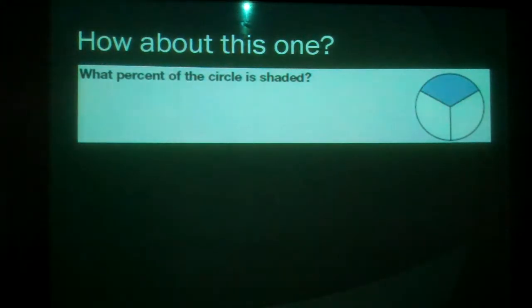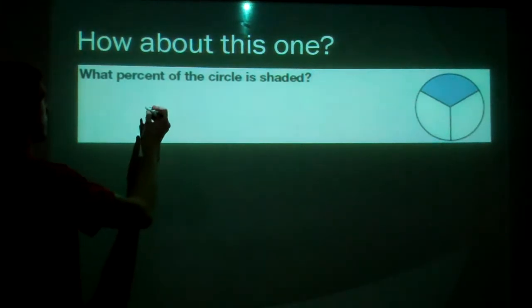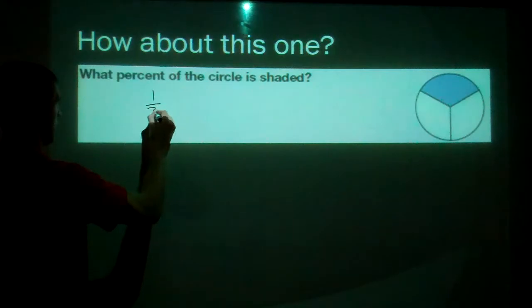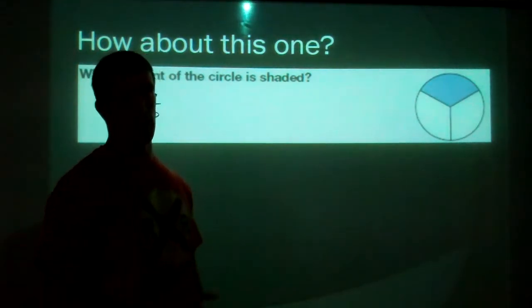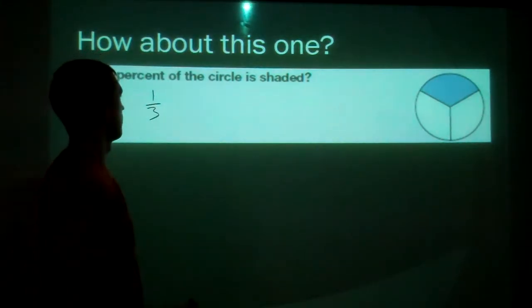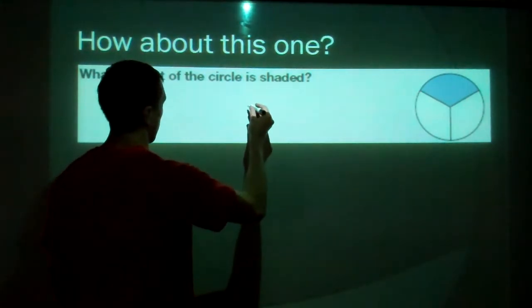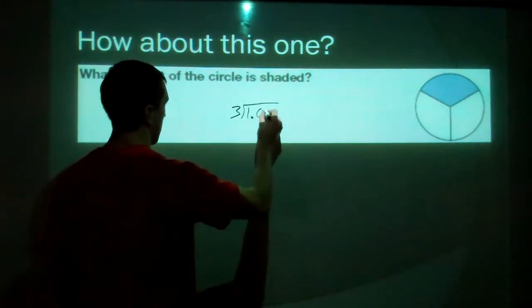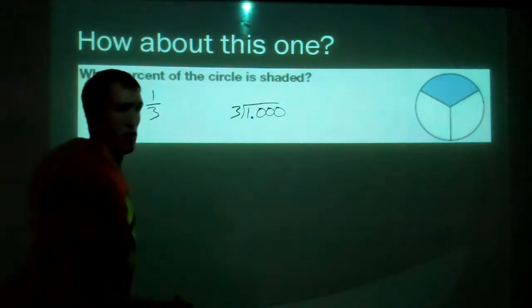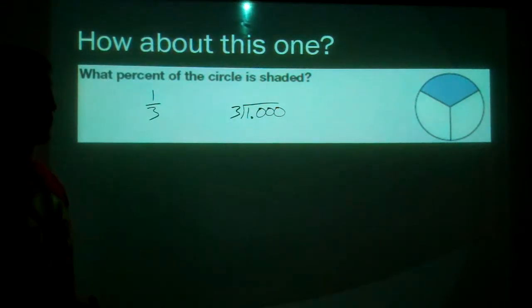Alright. Now, what percent of this circle is shaded? Well, we've got 1 out of 3 equal parts. So we know the fraction is 1 out of 3. And once again, just like in our last problem, we're going to do some dividing here. We're going to do 3 into 1. You could also do 3 into 100 if you wanted to.